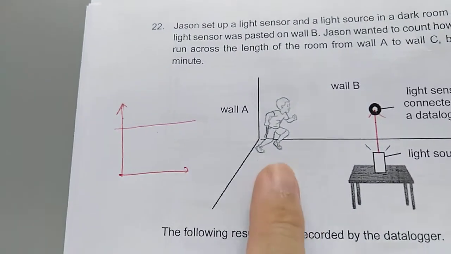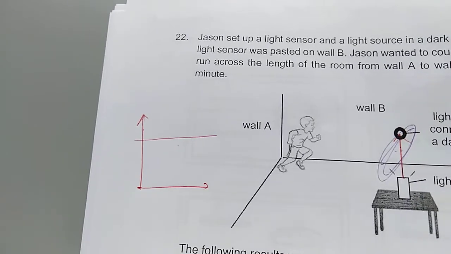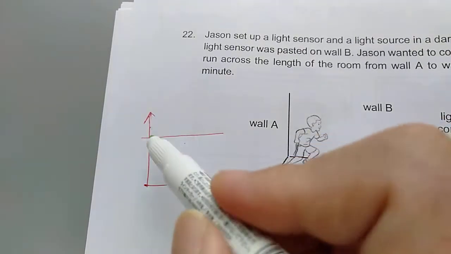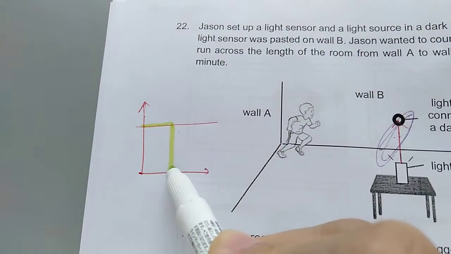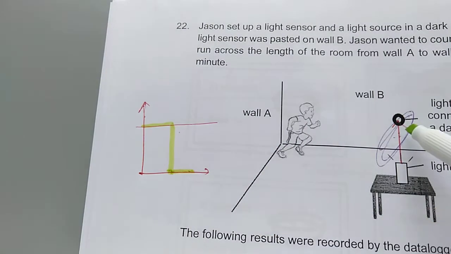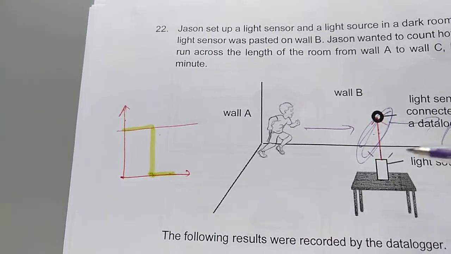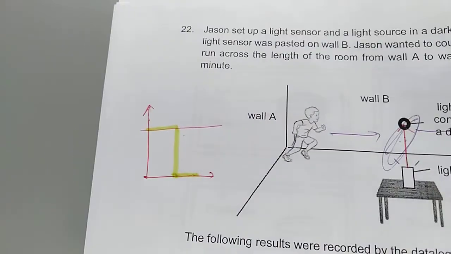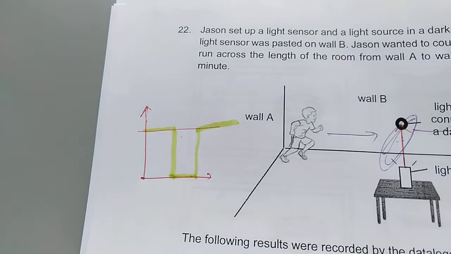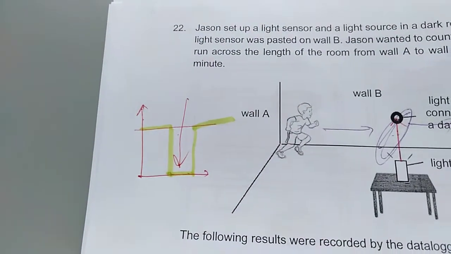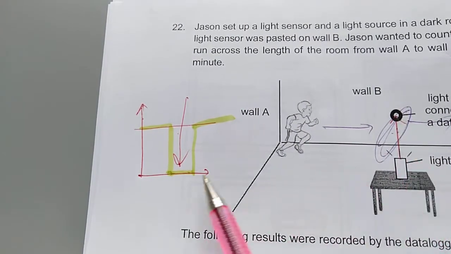But what happens when Jason blocks the light when he is running over here? When his body is here, he blocks the light. Then instead of a straight line, when he blocks the light, light cannot reach the sensor anymore. Then it will drop to 0. It will be at 0 for as long as he is blocking it. And once Jason moves past this, now the light can reach the sensor again. Then the sensor will detect light again. So this gap here is where Jason ran past the sensor, between the sensor and the light source, once.